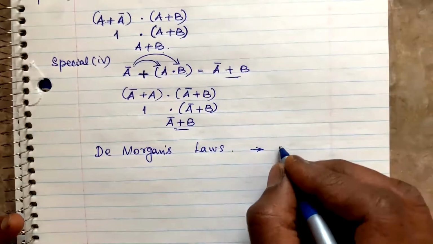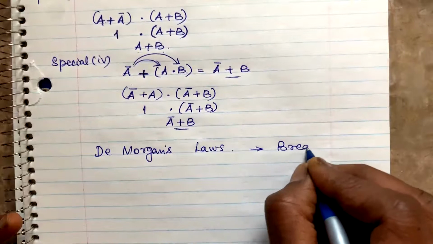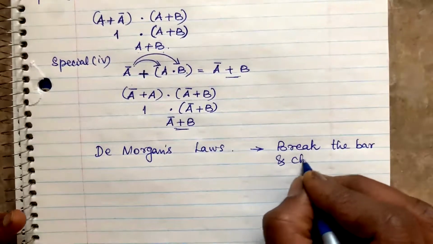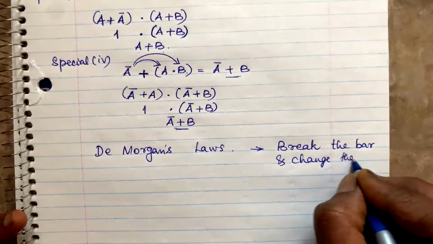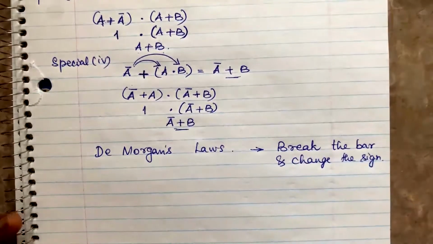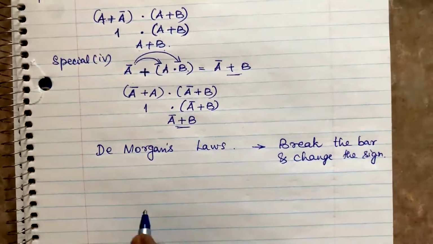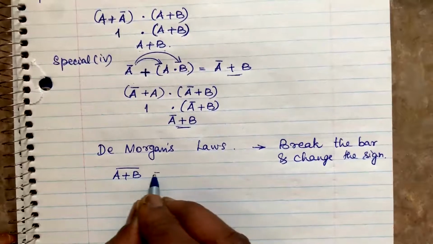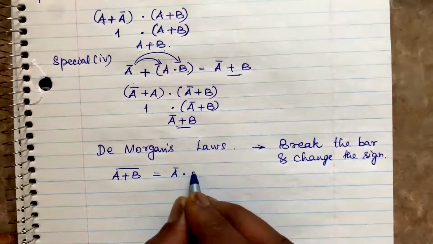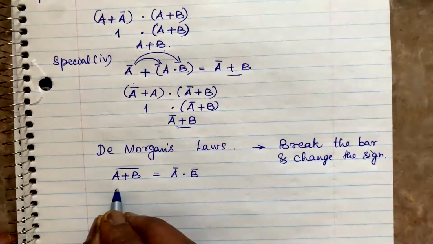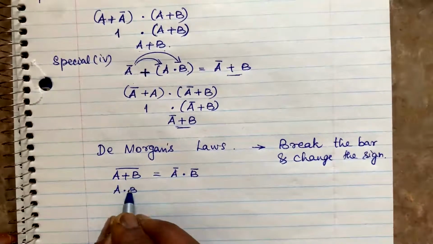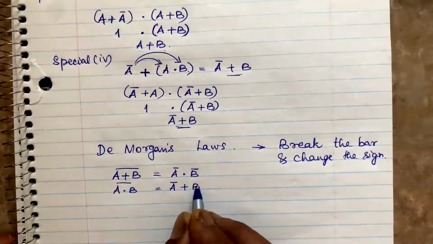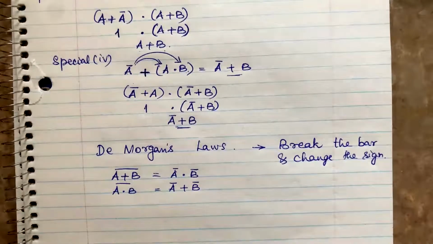Yeah, De Morgan's laws, you can remember them by: break the bar and change the sign. This is a way to remember De Morgan's law. So what does it say? A plus B the whole bar equals A bar dot B bar. A dot B the whole bar equals A bar plus B bar. This is De Morgan's law.